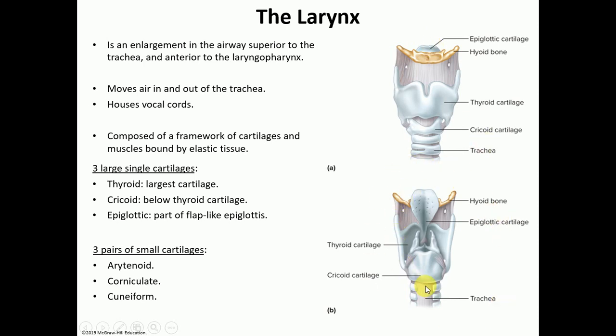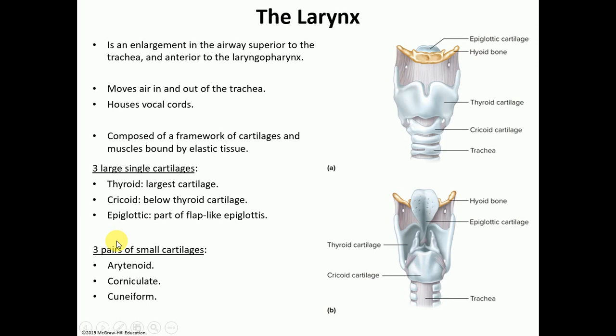This picture down here is a posterior view of the larynx, and you could see here the thyroid cartilage, the cricoid cartilage underneath it, and then you could get a better picture of the epiglottis. It kind of looks like a tongue or a spoon, and that is the epiglottis that has to bend down in order to cover the trachea so that when we eat, food doesn't get into the trachea.